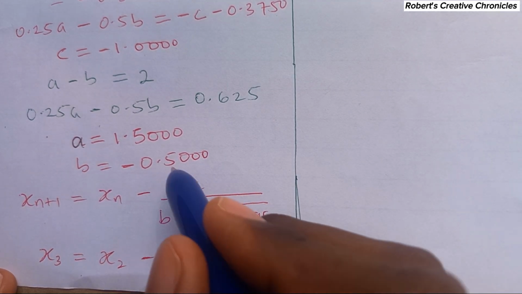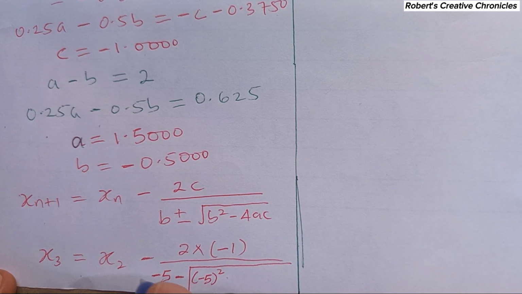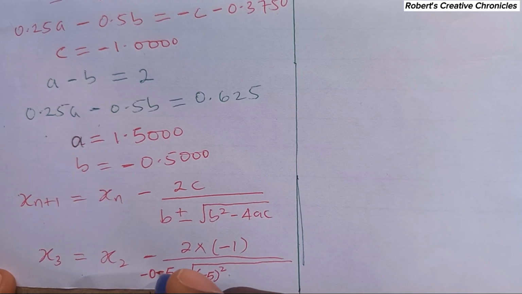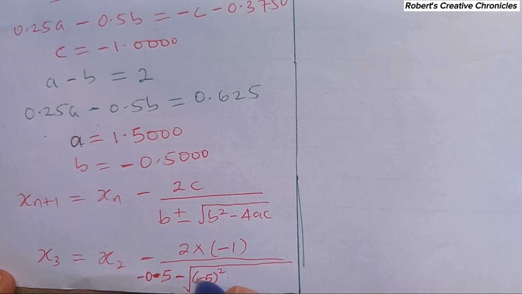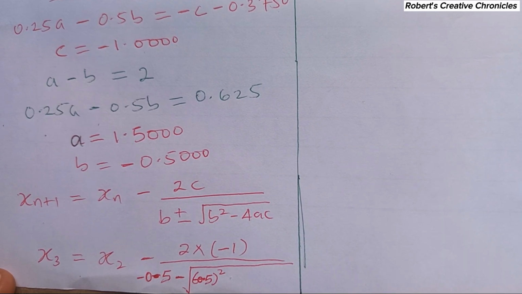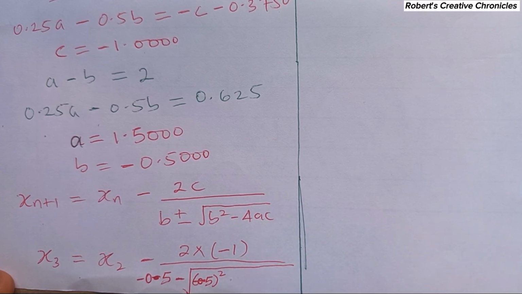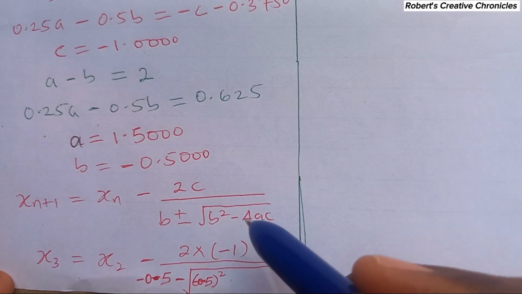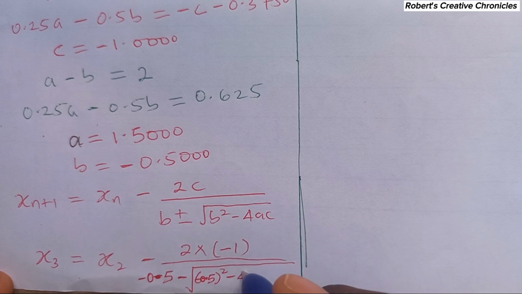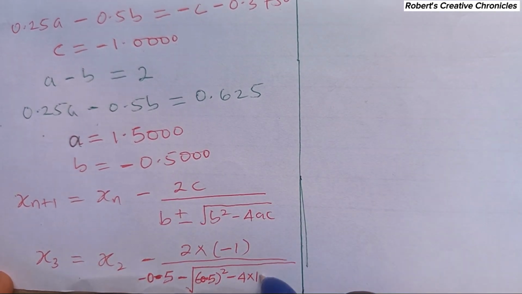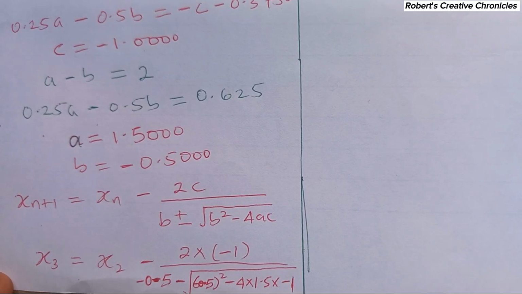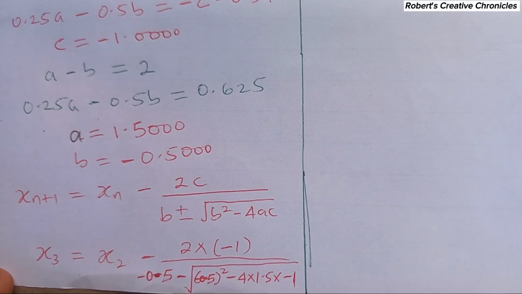B is, okay, -0.5, not -5. Then this is also -0.5. -0.5 squared, then minus 4 times A times C. 4 times A is 1.5, C is -1. We can put this in the calculator.